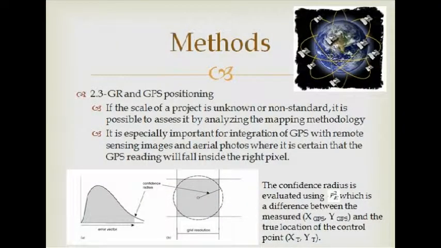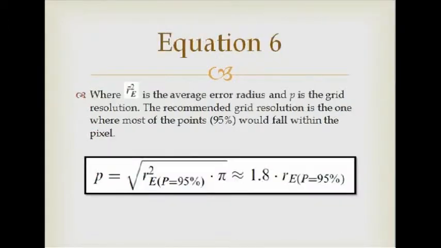To ensure this, we first need to estimate the confidence radius, which is the radius of a circle where we expect most of the points to appear, where p equals 95%. Where r squared e is the average error radius and the p is the grid resolution, the recommended grid resolution is the one where 95% of the points would fall within the pixel.